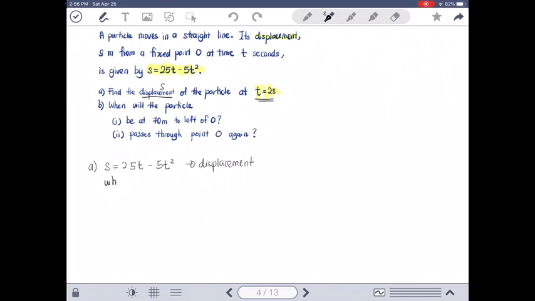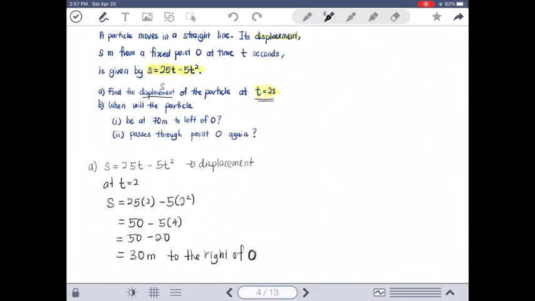So at t equals 2, s is equal to 25 times 2 minus 5 times 2 squared, which is just equal to 50 minus 5 times 4, which is 50 minus 20, which is equal to 30 meter to the right of O, obviously. So since the value of s is positive, the object is 30 meter to the right of O.